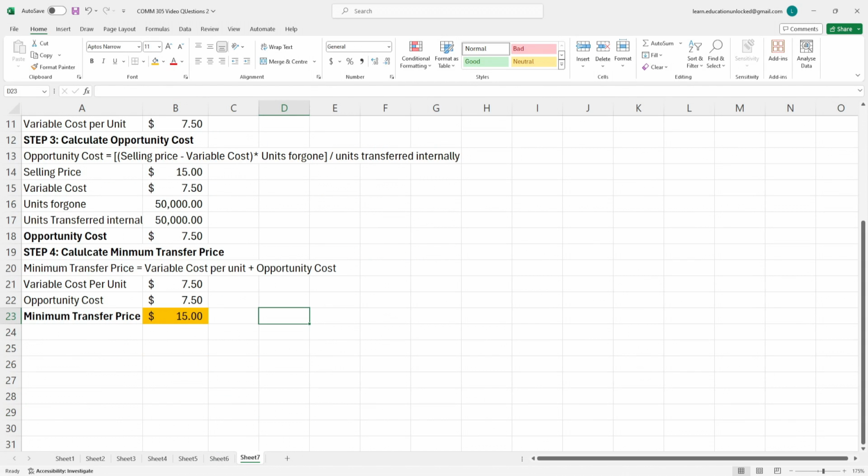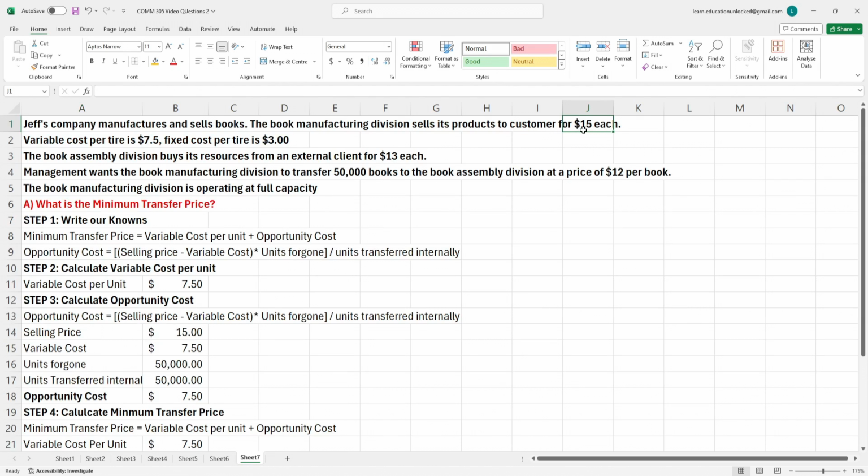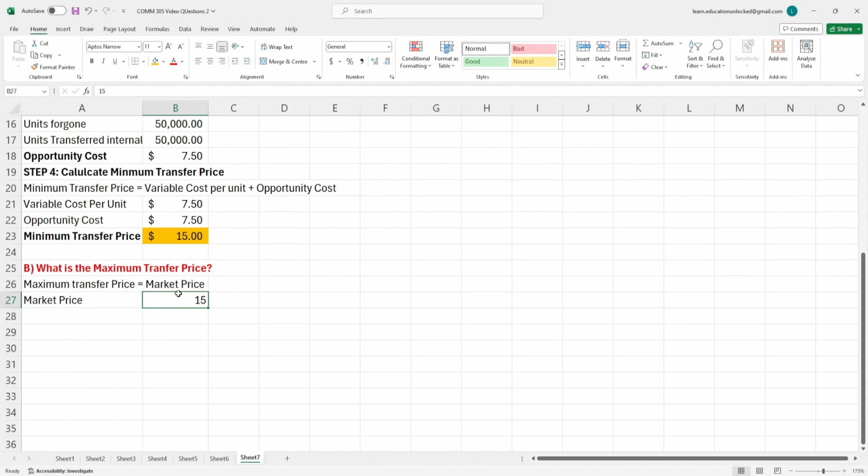All right, so for question B, what is the maximum transfer price? And this is a very easy question, and they might even ask you this on the final, and this is just easy points. So the maximum transfer price is equal to your market price. So the market price at which you're selling the books for is 15. And this is again from the first question or first line. So that's pretty much all you need to know for the maximum transfer price.